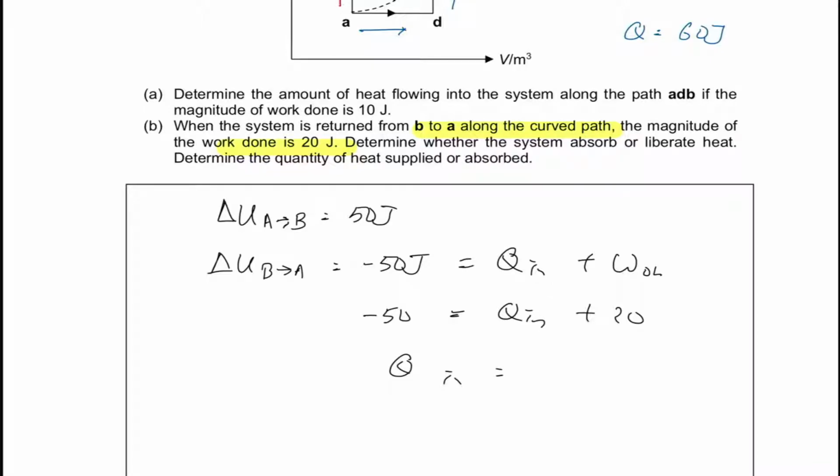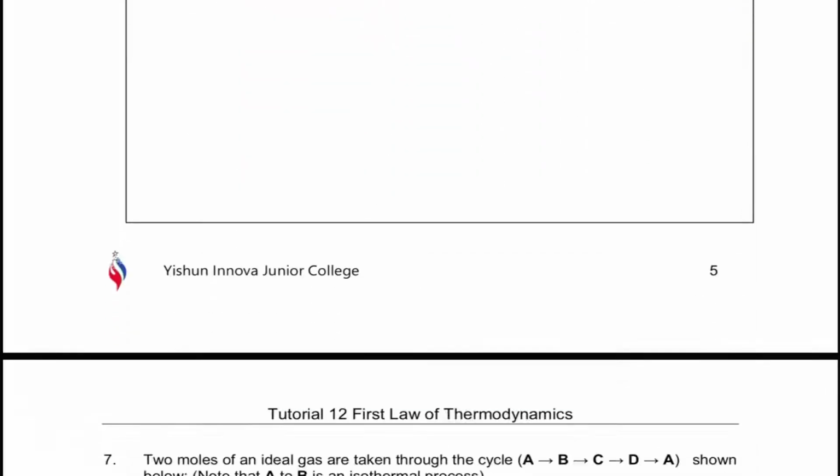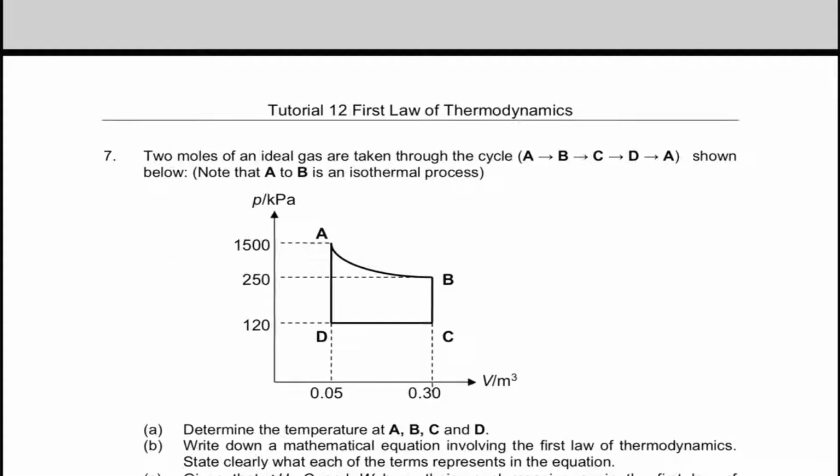So rearrange this, Q in will be negative 70 joules. Let me double check. Yep, negative 70 joules. So Q in is negative 70 joules, which means heat is liberated. That means this system is giving out heat. So this is question 6. Okay, let's move on to question 7.